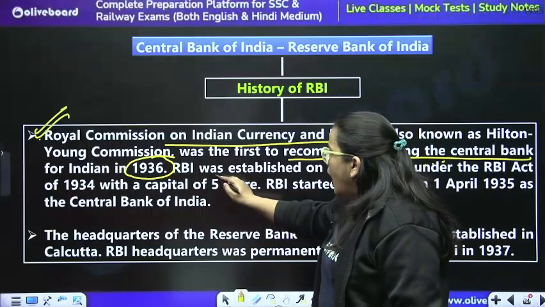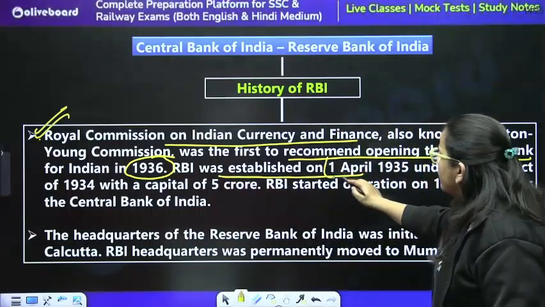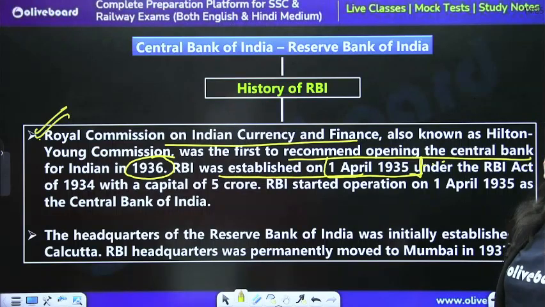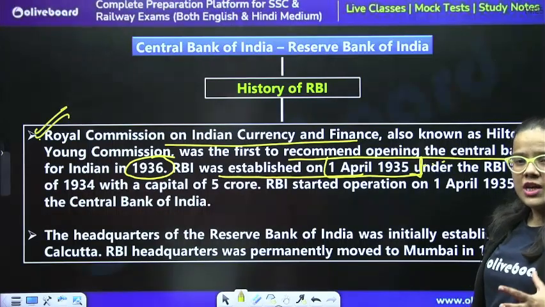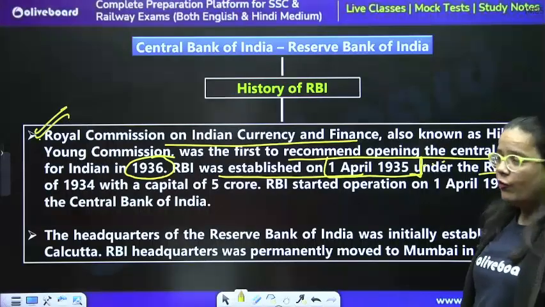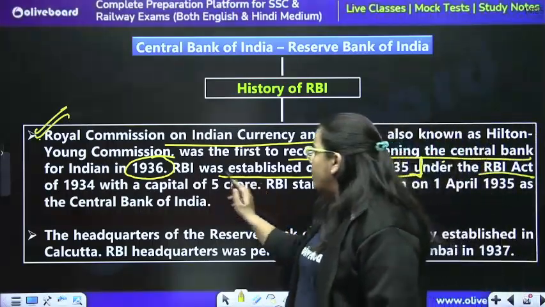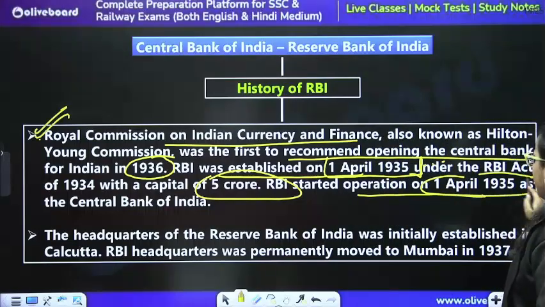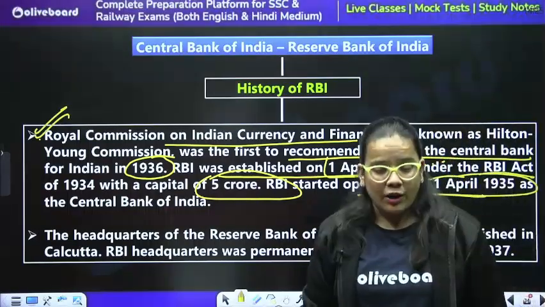Okay. RBI was established on 1st April 1935, when initially it was established as a private entity under the RBI Act 1934 with a paid up capital of rupees 5 crore. It started operation on 1st April 1935 as the Central Bank of India.